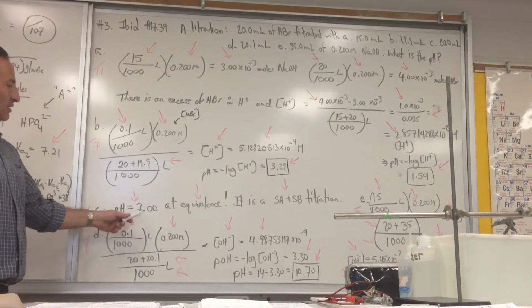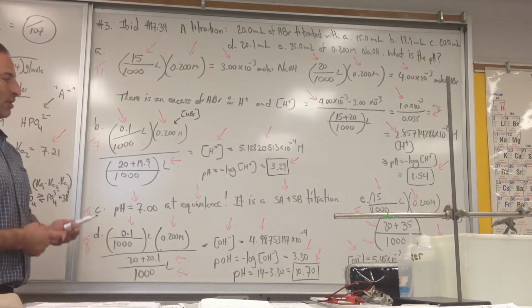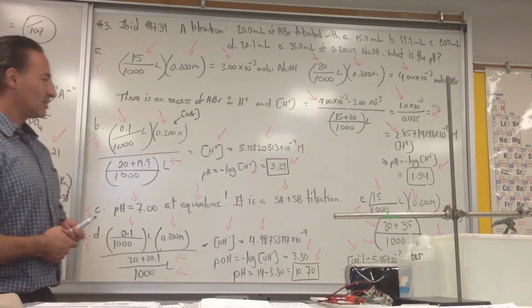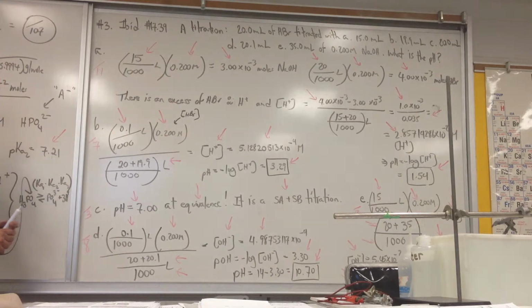At equivalence, the pH is 7. I didn't do a calculation because whenever you have a strong acid being titrated with a strong base, the pH is going to be equal to 7 at equivalence because the conjugate acids and bases of strong acids and bases do not affect pH.